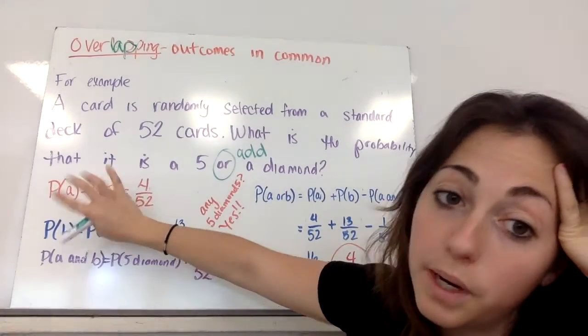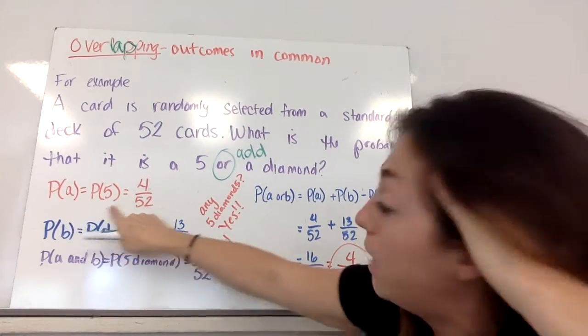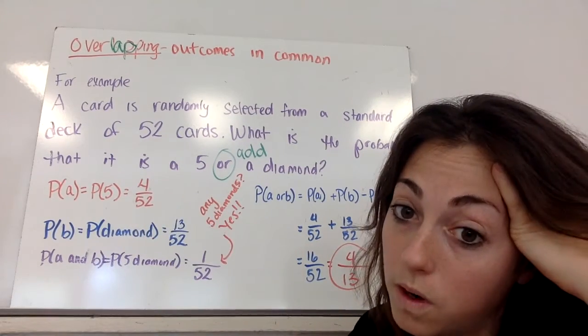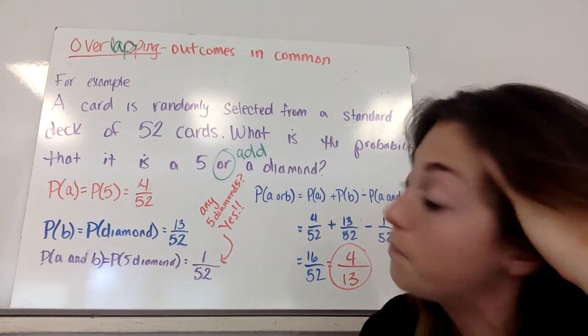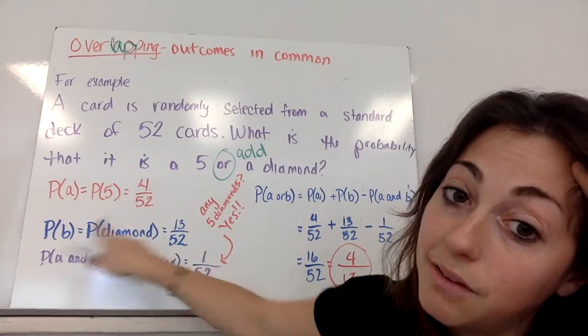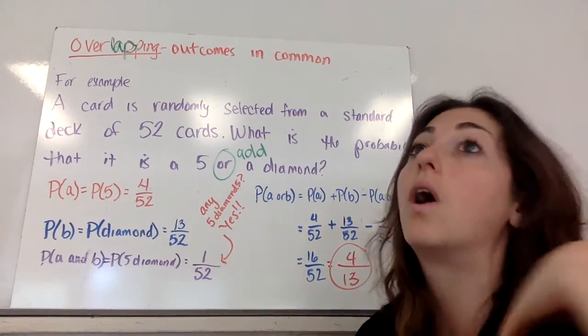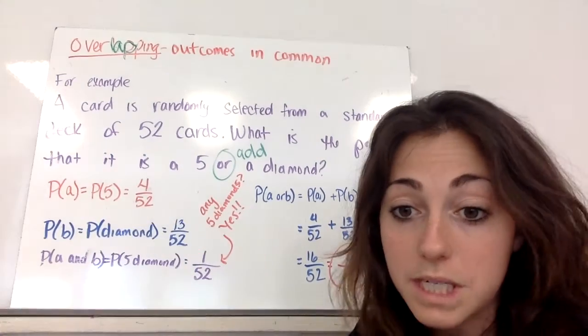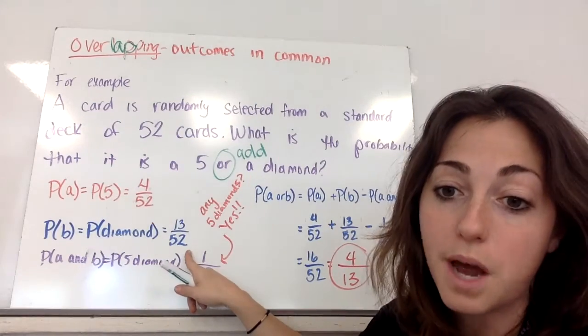So the first thing to do, again, is the same thing. What's the probability of a 5? Well, that's 4 out of 52. There are 4 cards that are 5s out of 52 total cards. What about the probability of the second event, a diamond? There are 13 out of 52 diamonds.